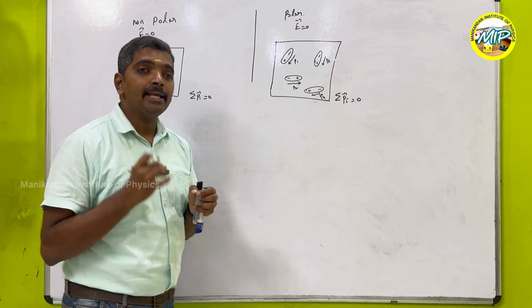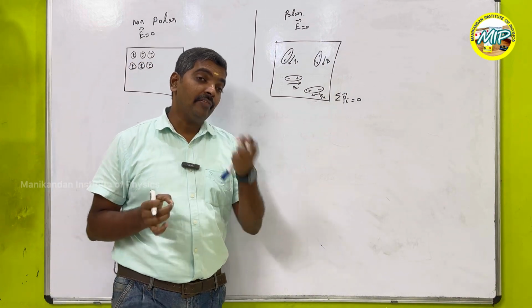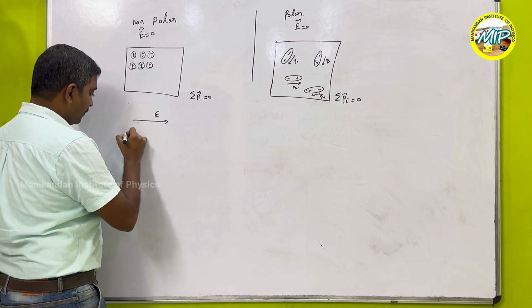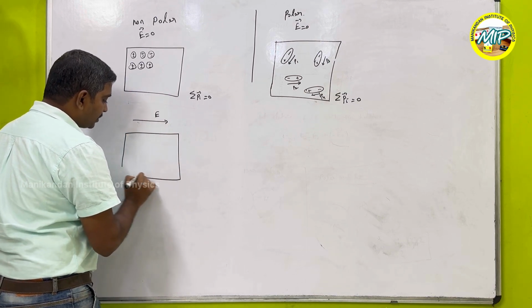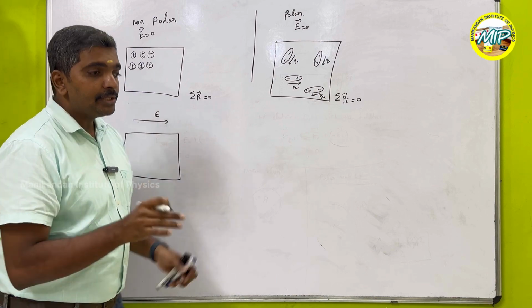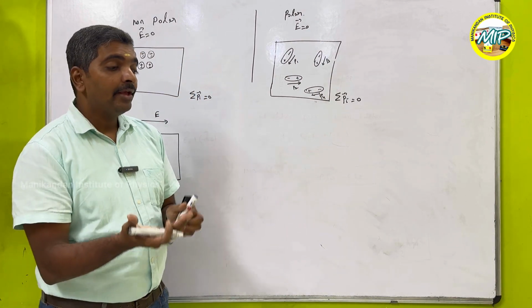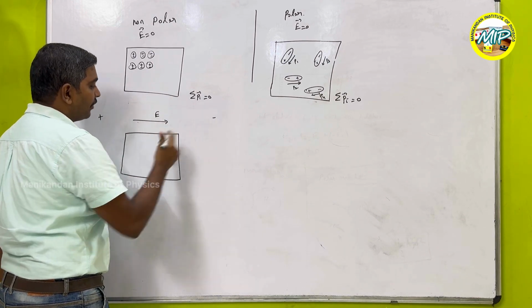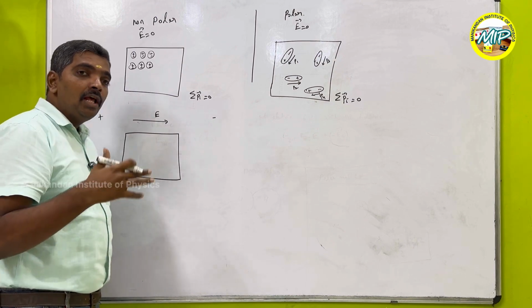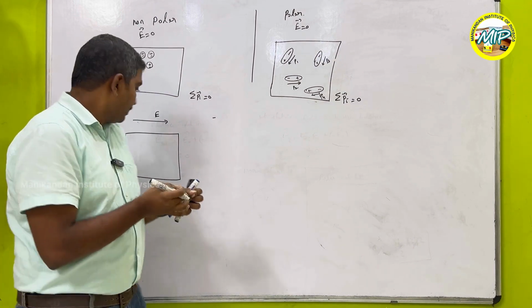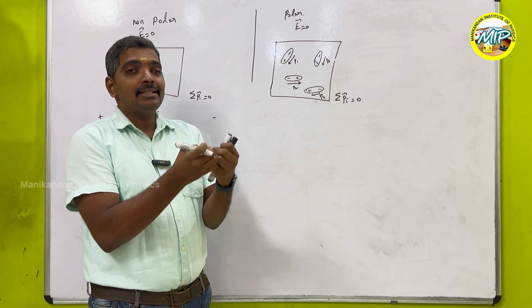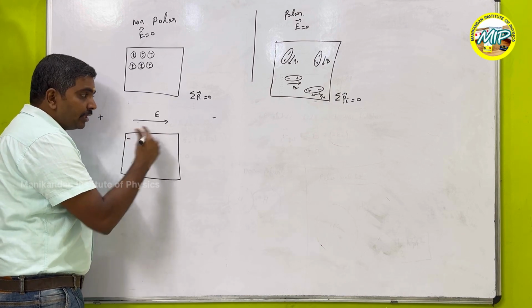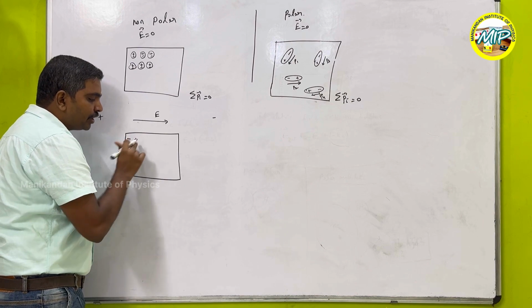So what's happening if you apply an external electric field? Here I am going to apply my external electric field. Because of this applied external electric field, what's happening? Initially there are no free electrons, no free charges; these are my positive charges, my negative charges. So this applied external electric field is going to create dipole moments. All the negative charges tend to move in this direction, and all the positive charges tend to move in this direction.